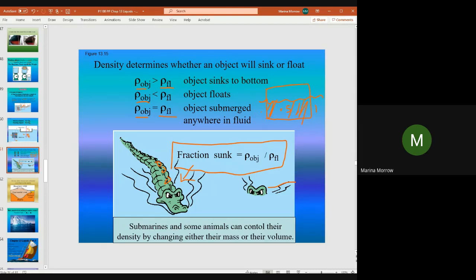Now, what if the density of the object is like 0.7? It's still going to float because it's less than the fluid, but it's going to float lower in the water, right? It will now float where 70% of it is below the water. Okay, so it's the amount that's sunk that this formula is referring to.